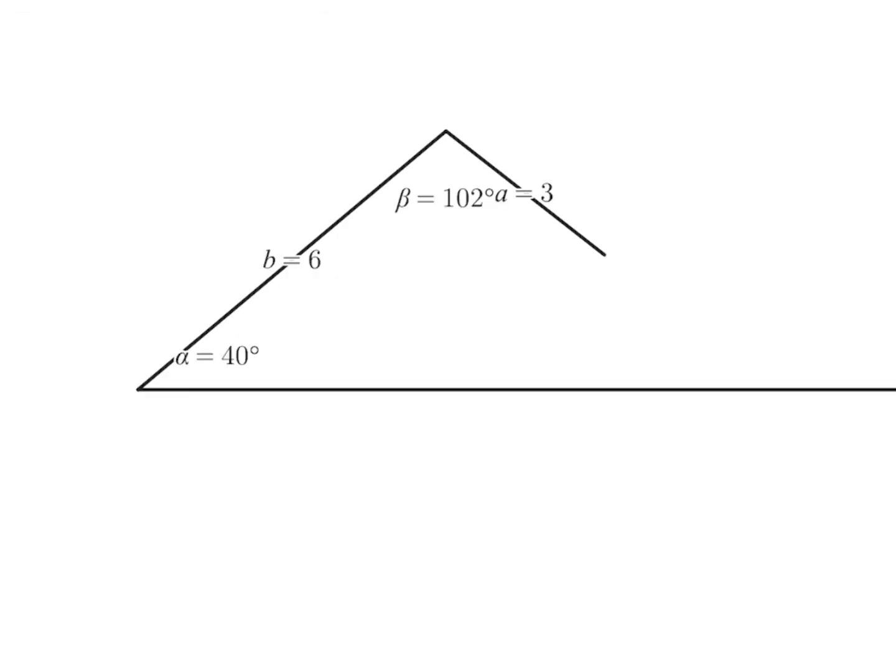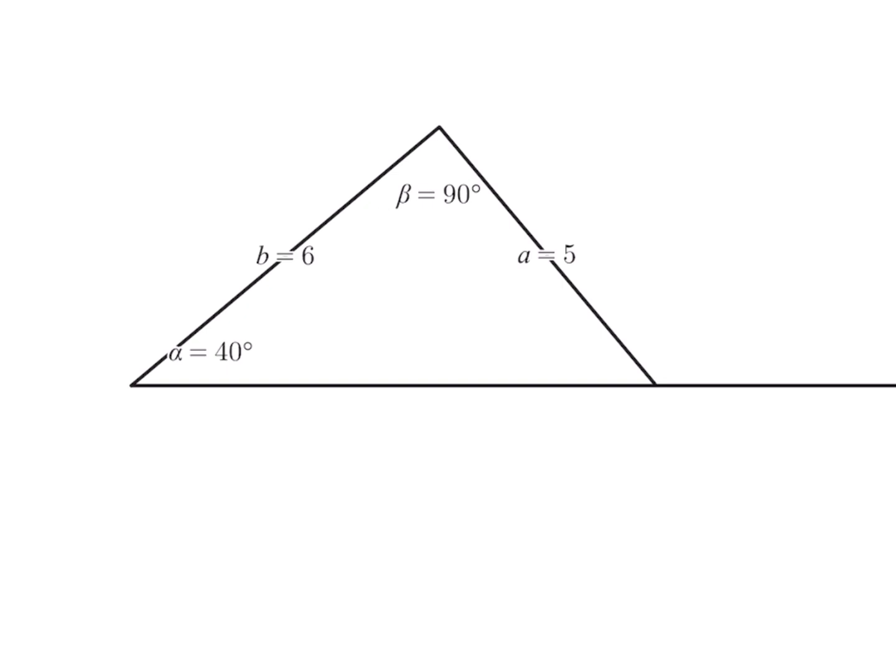So let's grow a to 5 units long. So one triangle will be roughly in this position where beta is around 90 degrees, but another possibility will be this triangle where beta is around 10 degrees. Let's complete this version first.